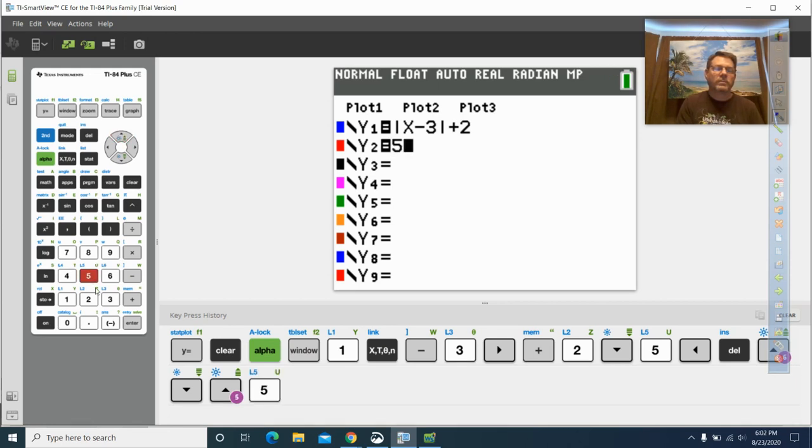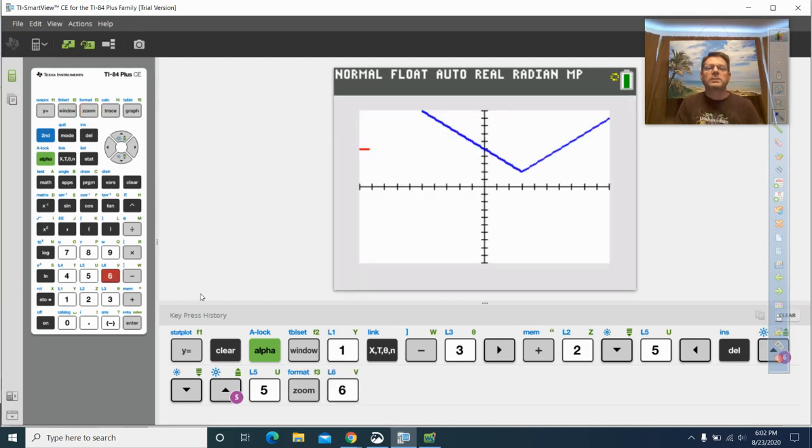There we go. 5. Goodness gracious. Now I'm going to hit zoom 6. That gets us to our standard window. Boom. That's real quick. It's a lot faster than on my calculator, right?